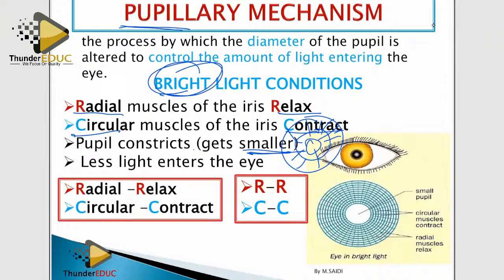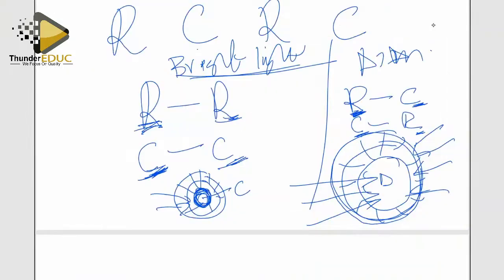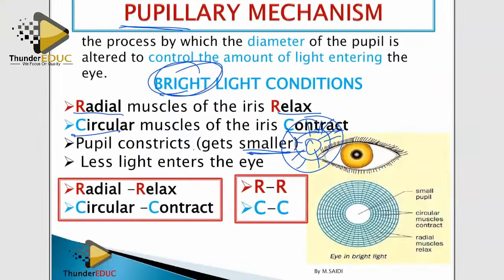If it constricts, what do we say? We say that less light is going to enter the eye. So that is the pupillary mechanism. Radial muscles relax, circular muscles contract. The diameter of the pupil will be small, meaning that the pupil will constrict, and now less light is going to enter the eye.